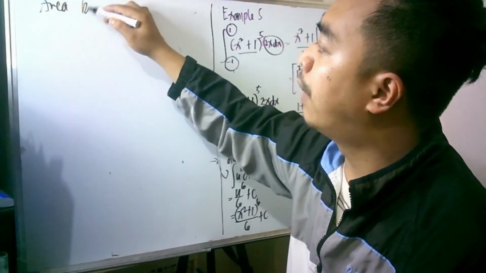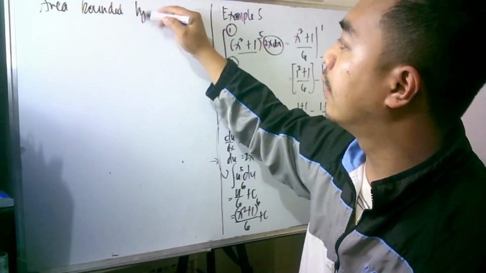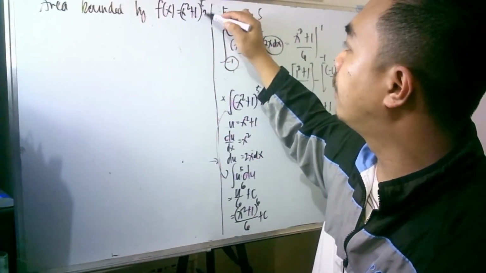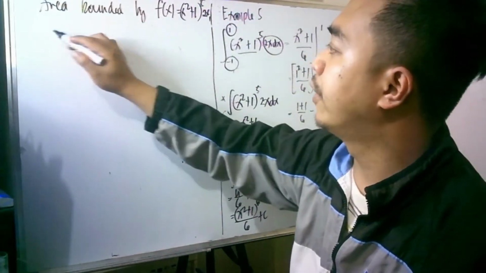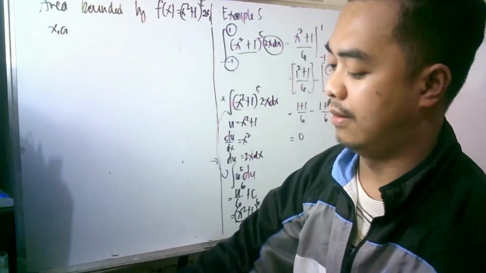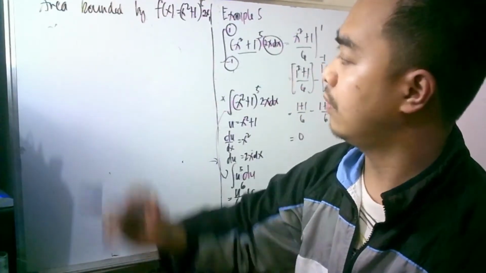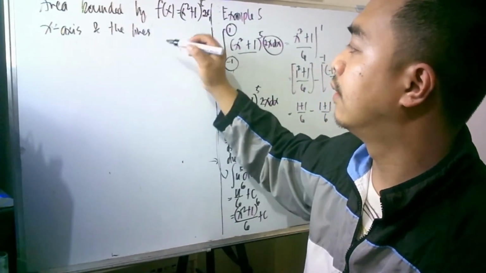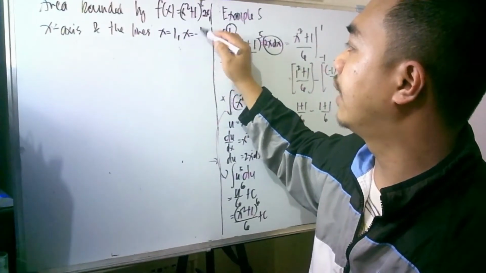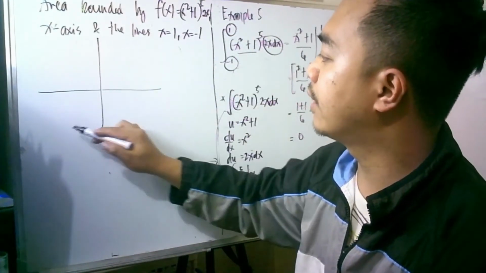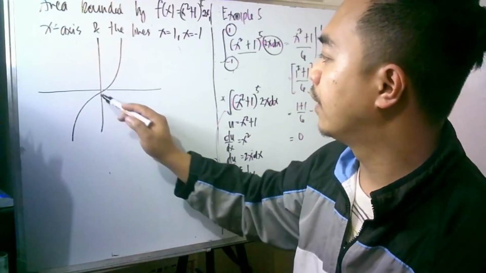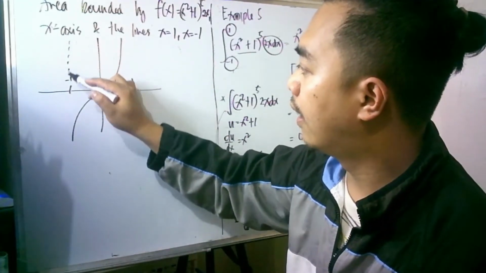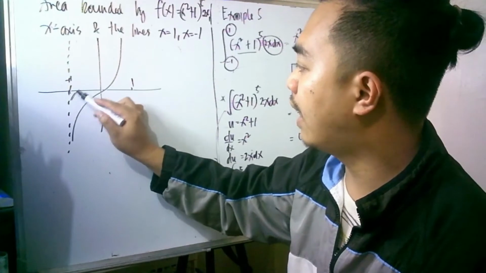Area bounded by, ang function natin ay x squared plus 1 raised to 5 times 2x, bounded by the x-axis, and the lines x equal to 1 and x equal to negative 1. Nakita natin yung graph kanina, no? Ano yung itsura ng graph natin? Yan. So, kapag negative 1 yan at positive 1 to, ang area na mababound ng functions natin ay itong area.